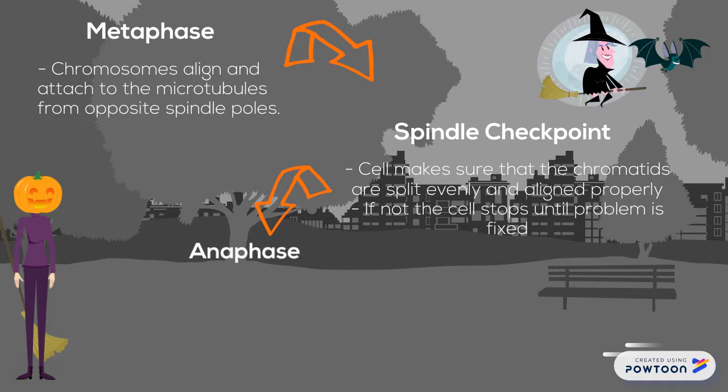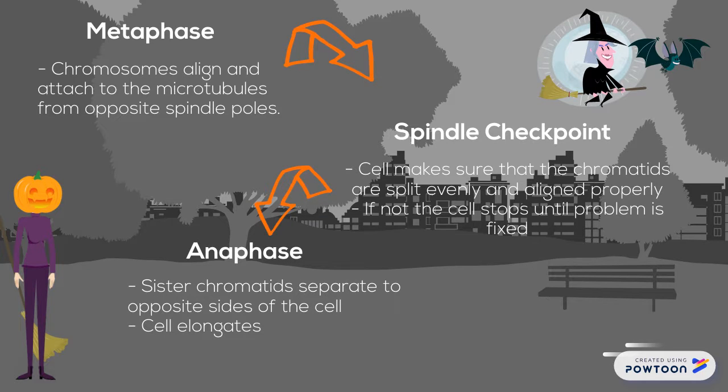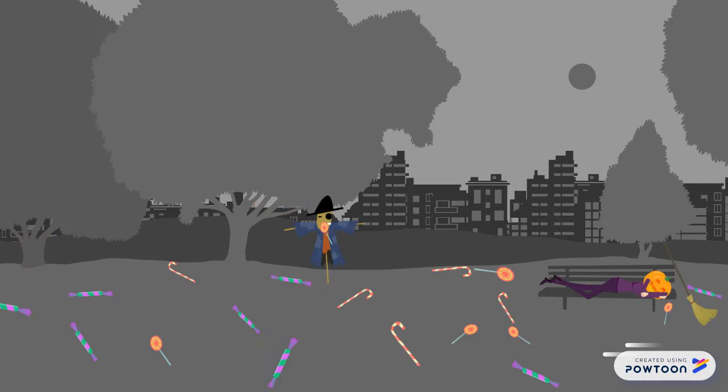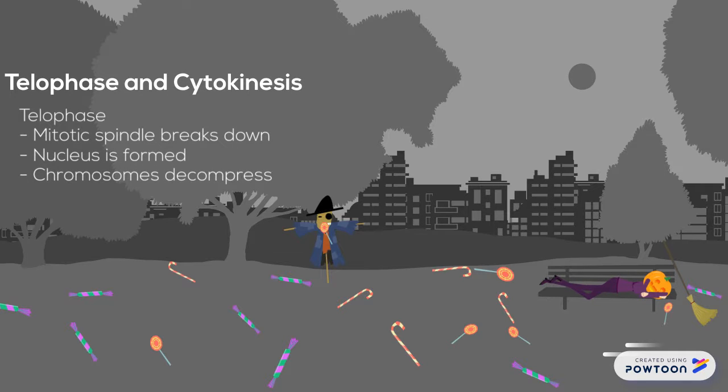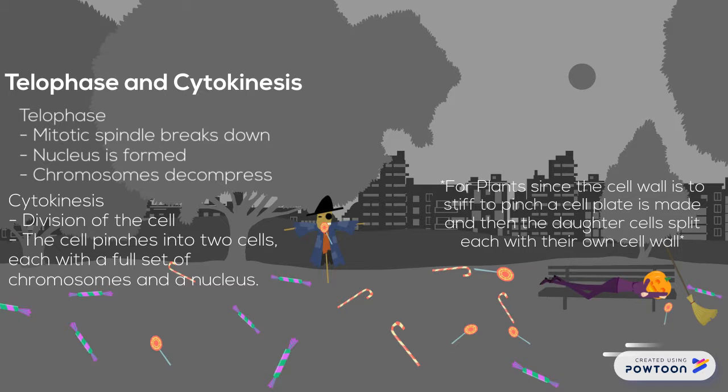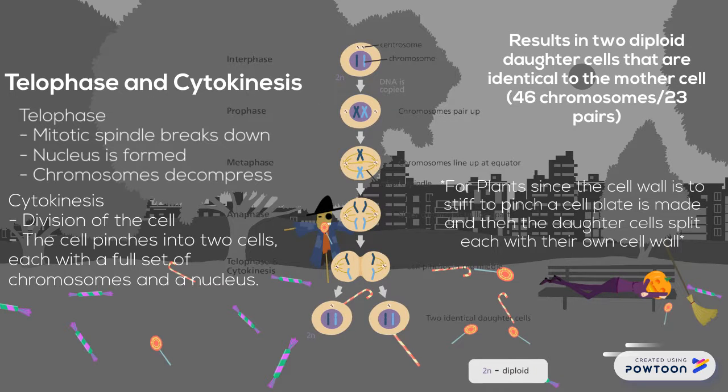The fourth phase is anaphase, where sister chromatids separate to opposite sides of the cell and the cell elongates. The fifth and final phase includes telophase and cytokinesis. In telophase, the spindles break down, the nucleus is formed, and chromosomes decondense. During cytokinesis is where the division happens. The cell pinches into 2 cells, each with a full set of chromosomes and a nucleus. Mitosis ends with 2 diploid daughter cells that are identical to the mother cell.